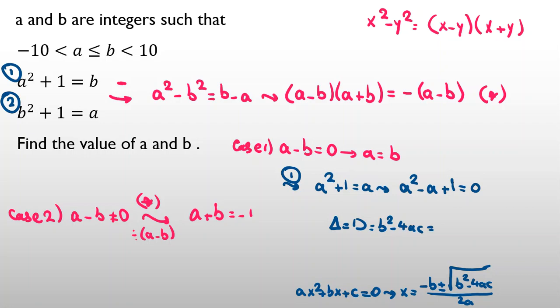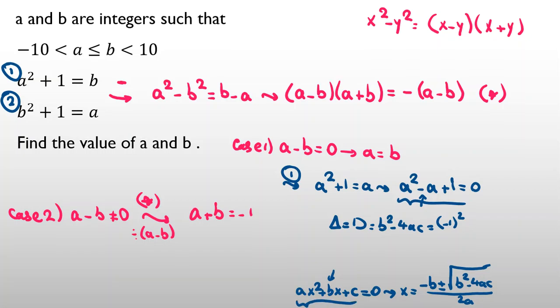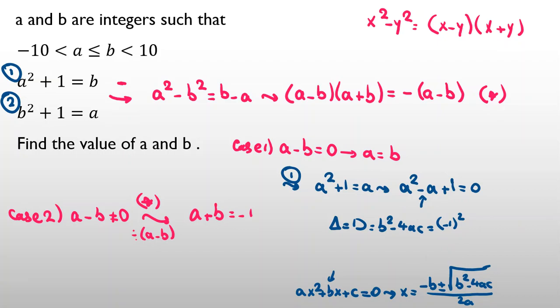Here, it will be -1 squared. Look at the coefficients; I consider it as a quadratic equation in terms of A, just like in terms of x. They are similar. So -1 squared minus 4 times 1, the coefficient here, times c, which is 1. So it will be -3, which is less than 0. So here we don't have any answer in real numbers. Now we should check only case 2.